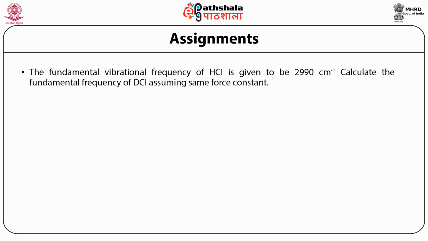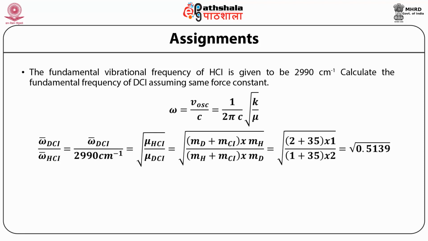If the fundamental vibrational frequency of HCl is given to be 2990 centimeter inverse, calculate the fundamental frequency of the DCl molecule assuming the same force constant. Now we know the relation omega is equal to nu oscillatory upon c, equal to 1 by 2 pi c under the root of k upon mu.